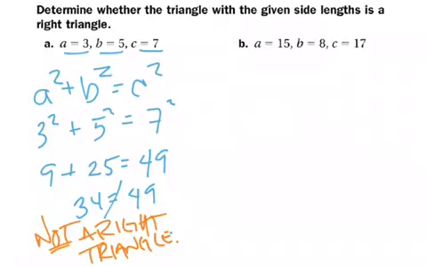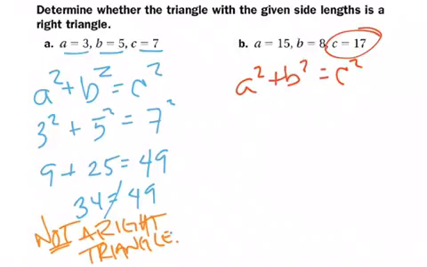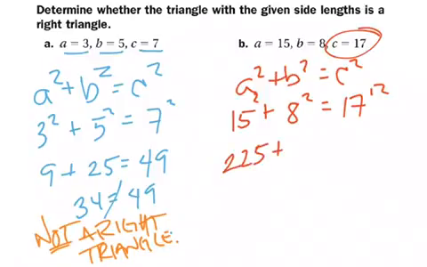Okay? So try B out yourself. Pause the video, see if you got this. All right? A squared plus B squared equals C squared. C is the biggest number, which is going to be 17, so A and B are going to be 15 and 8. So 15 squared plus 8 squared is equal to 17 squared. 15 squared is 225. 8 squared is 64.